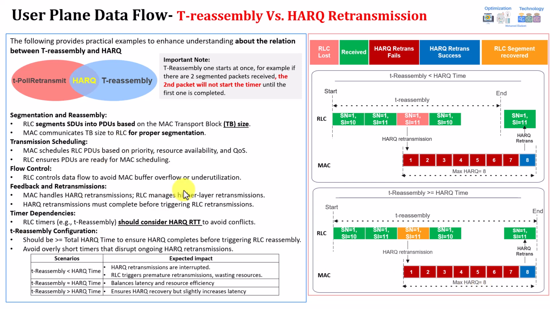And I have given some written examples in the left figure here. So in this case, you need to ensure that the reassembly timer is at least greater than or equal to the HARQ time. Try to make it only slightly greater, because if you extend it to a very long value, this can also result in a very long delay if you keep waiting for a longer time and you don't allow the RLC to do the retransmission. This can also increase the delay, so you need to be very careful whenever you tune this particular timer.